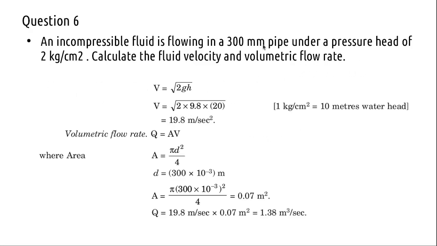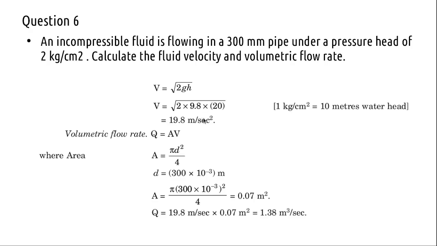In this question you have an incompressible fluid, say you assume it is water for the present. Say it has a pressure head of 2 kilogram per centimeter square. So there is a thumb rule. 1 kilogram per centimeter square of pressure head corresponds to 10 meters of water head. So that means you have 2 kilogram per centimeter square. It is 20 meters of water head. That means this much a column of length 20 meters of water.